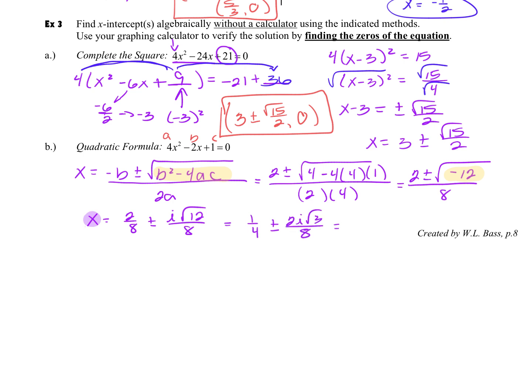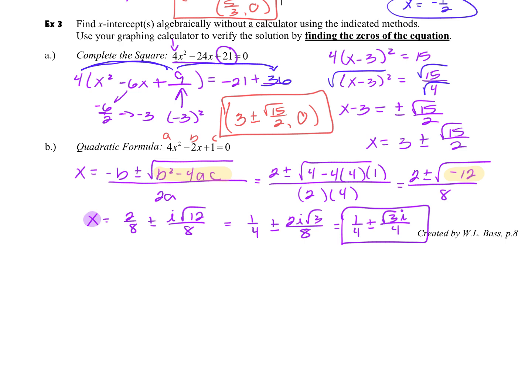And we'll simplify one more time. 1/4 plus or minus square root of 3. Now that i can be written in the front, or sometimes students like to write it in the back. That's fine. All over 4. So this is our final answer for our quadratic formula.